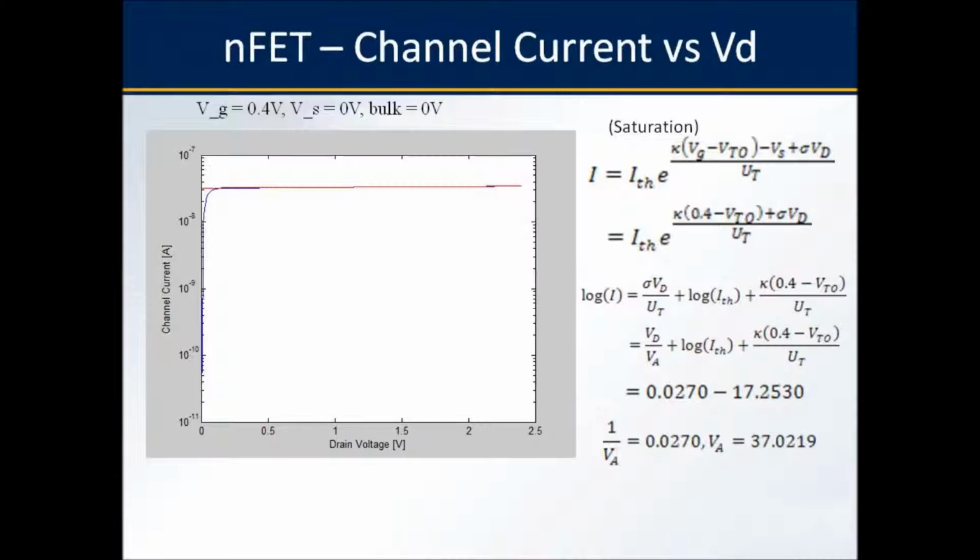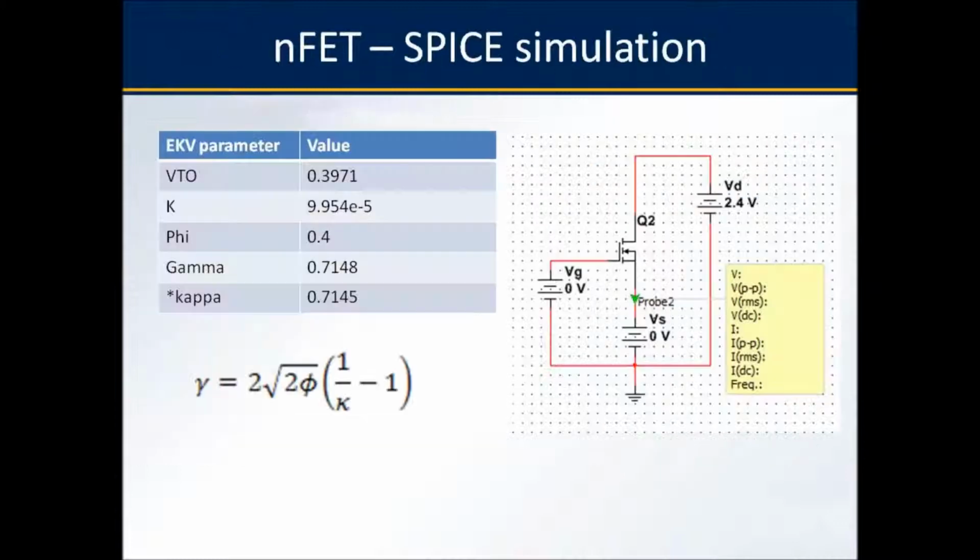We can use the parameters we've collected along the way to perform a SPICE simulation. They are listed in the table as shown. We needed phi and gamma, and we note that we can get those by satisfying this expression shown in the bottom left. To the right is the circuit used during the simulations.